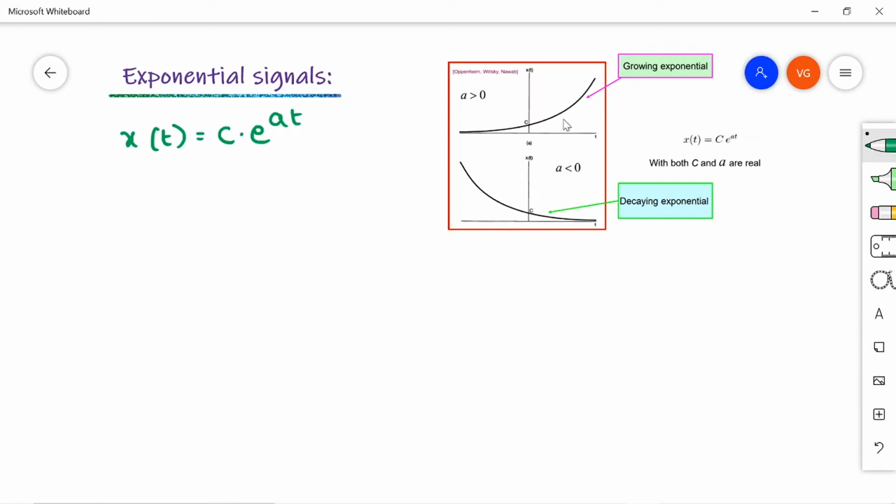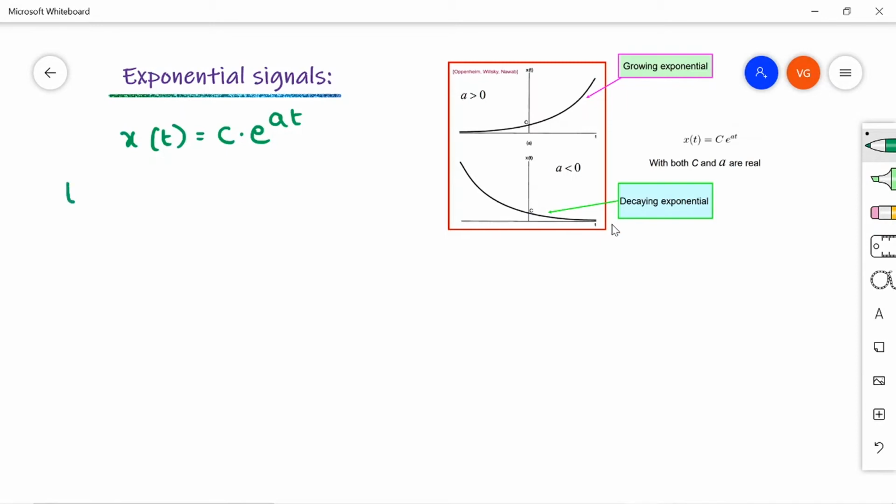So exponentially growing signal means it starts from 0 and increases gradually along with time. Decaying exponential signal is the signal where it starts with some particular value and as the time increases, the exponential signal slowly decreases and falls down to 0. We'll see these categories here.